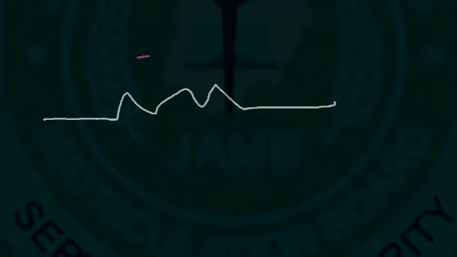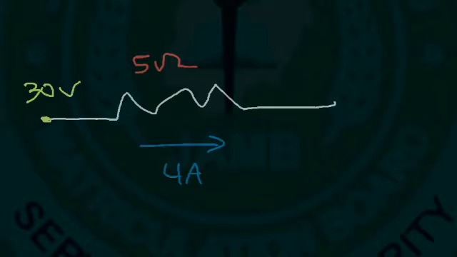Now let's say you have a 5 ohm resistor and a current of 4 amps flowing through it. And let's say at this point the voltage is 30 volts. What is the voltage at this point? Feel free to pause the video and work out this example.